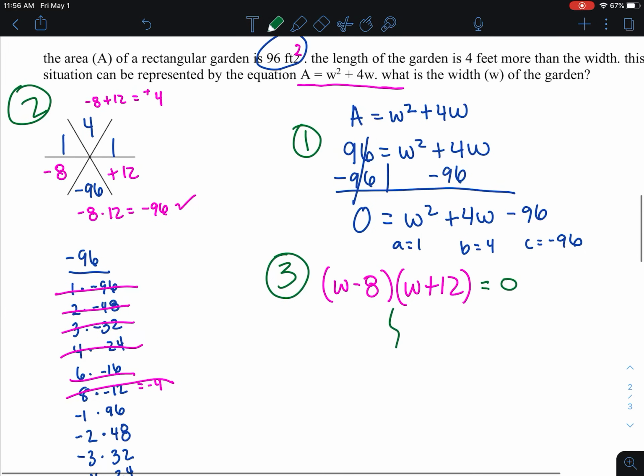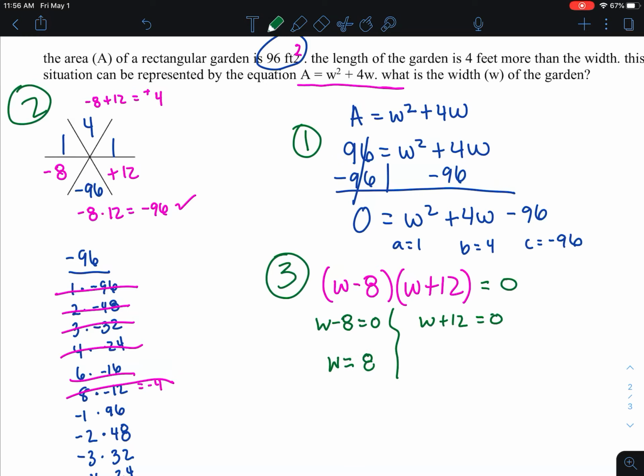Alright, the final step. Equal to 0. And remember, when you're solving, it's inverse operations, so our final answer is always the opposite of what we got. Okay. Alright, we're not done here.